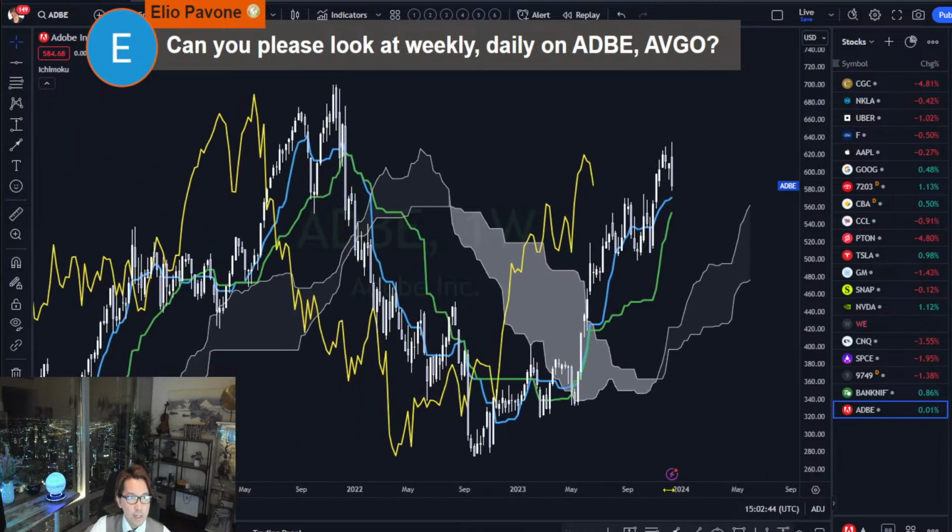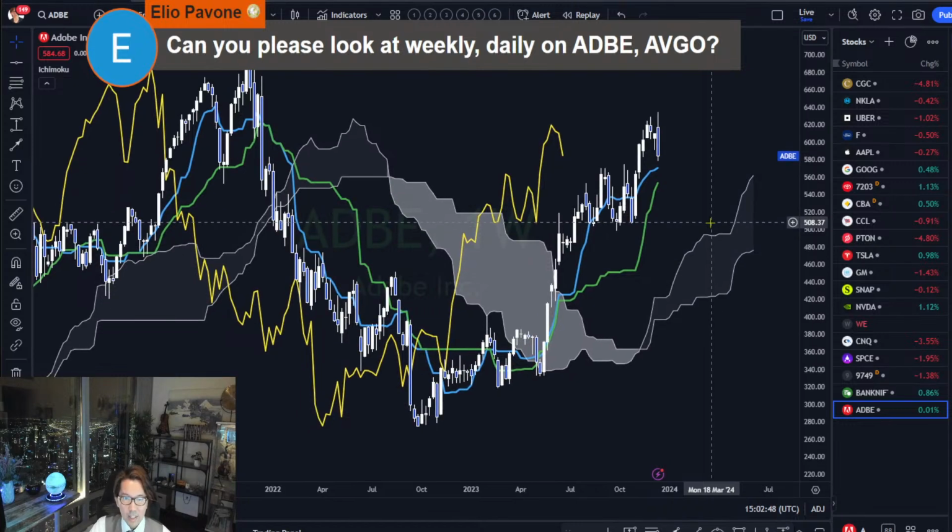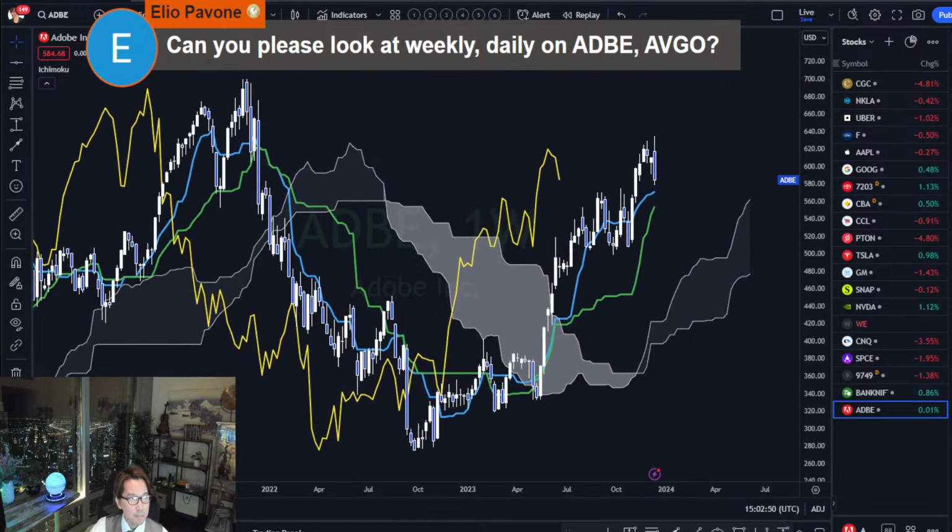Okay, so Adobe, this is the weekly time frame. In terms of the weekly, it's still bullish because the Kumo Senko span A is up and the Kumo is getting thicker and bigger. Kijun-sen is up too, Tenkan-sen is up, Chikou span is above candles. So overall, it's bullish so far.